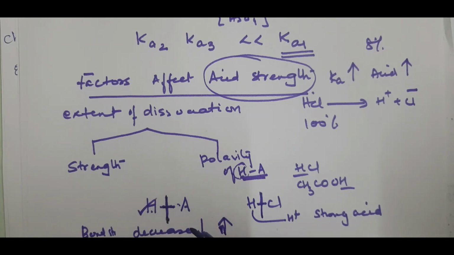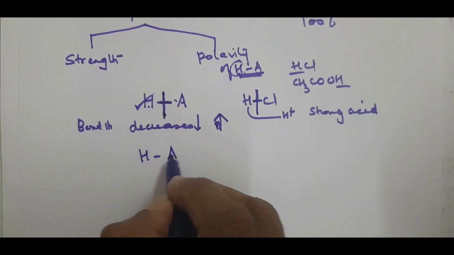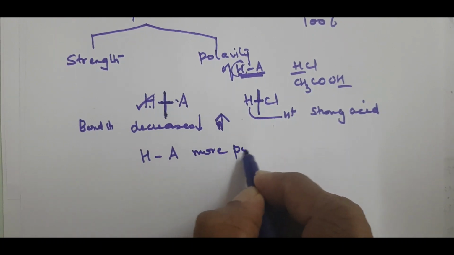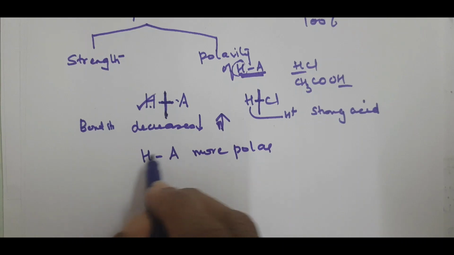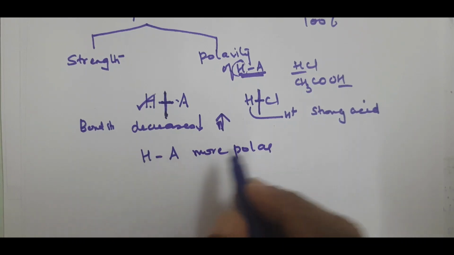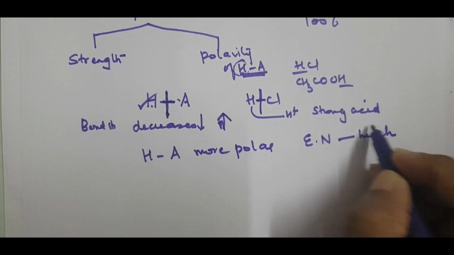If the energy required to break this bond is very less, then HA becomes a strong acid. And the second factor is if the HA bond is more polar. What do you mean by more polar? There is a difference between the electronegativities, that is polarity. That means the electronegativity difference between these 2 atoms is high or increased.